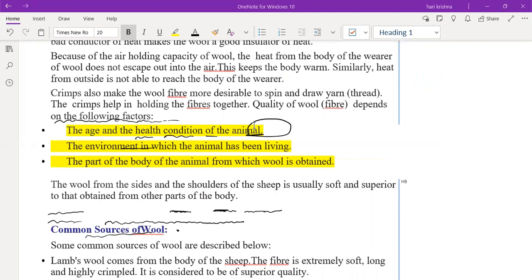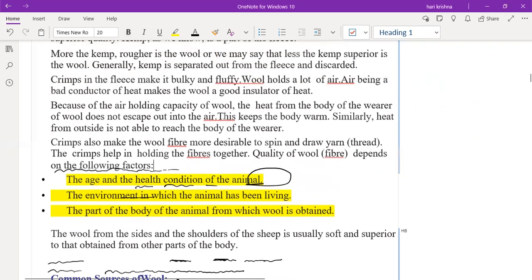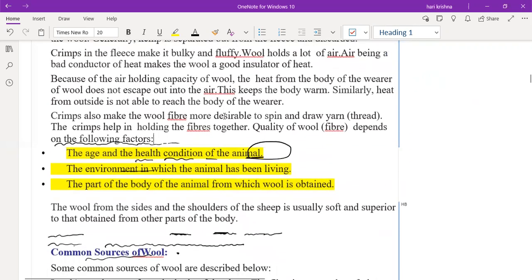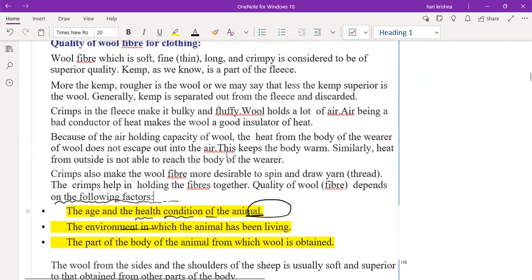Is it clear or not? And different qualities of wool, right? Yes, different types of qualities of the wool. So the common source of wool topic we'll discuss in the next class. Do you have any doubts in this topic now? You can ask me now.